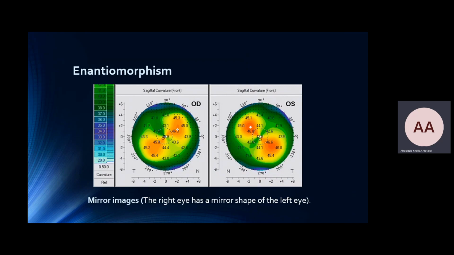Now, does anyone know what the term enantiomorphism means? Have you come across this term before? As the picture shows, this is the right eye and left eye. It means mirror imaging of the cornea. The left eye is a mirror image of the right eye.